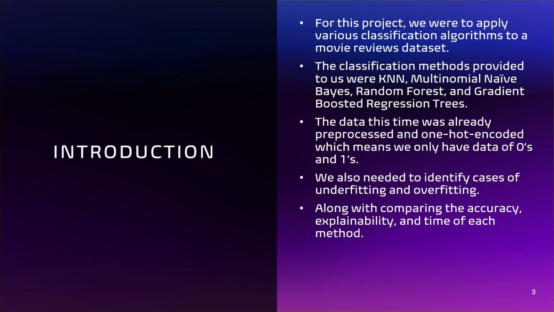For the project, we were applying various classification algorithms to a movie reviews data set, which I actually covered a little bit. The classification methods provided to us were KNN, multinomial naive Bayes, random forest, and gradient boosted regression trees. The data this time was already pre-processed and one hot encoded, which means we only have data of zeros and ones. There's not even headers. We also needed to identify cases of underfitting and overfitting for each of our models, along with comparing the accuracy, explainability, and time of each method.